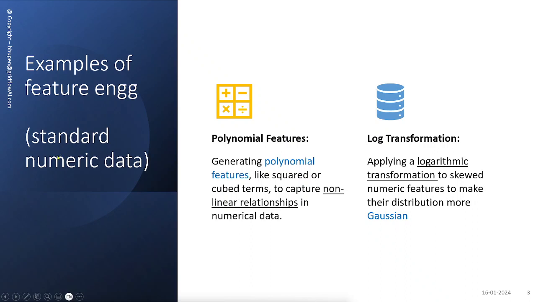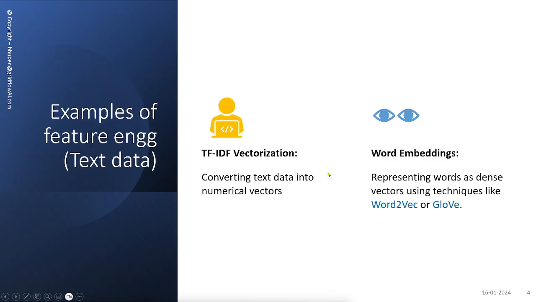I'm going to be looking at some standard numerical data as a reference to describe some of the examples here. Sometimes when we have nonlinear data in our data set, we transform the data set into quadratic or squared or cubed form, and that's called polynomial. That is an example of feature engineering. Sometimes we have data which is skewed in nature, which is basically non-normal data, and then we apply log transformation as one of the methods to convert it into a Gaussian distribution. So that's another example of feature engineering.